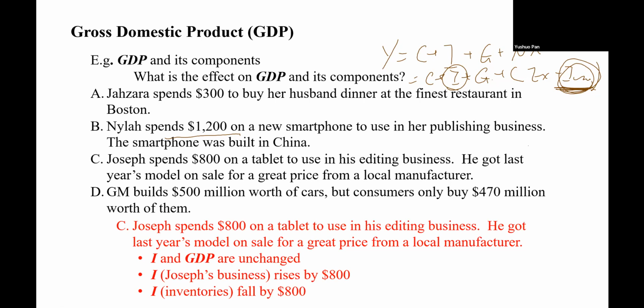But at the same time, he also sold an old model for the same $800. That part is the inventory. So he sells something from the inventory to others, which means the inventory decreases by $800. And the new investment with the same amount of money for new equipment increases by $800. So the total effect would be unchanged. So both I and GDP are unchanged.